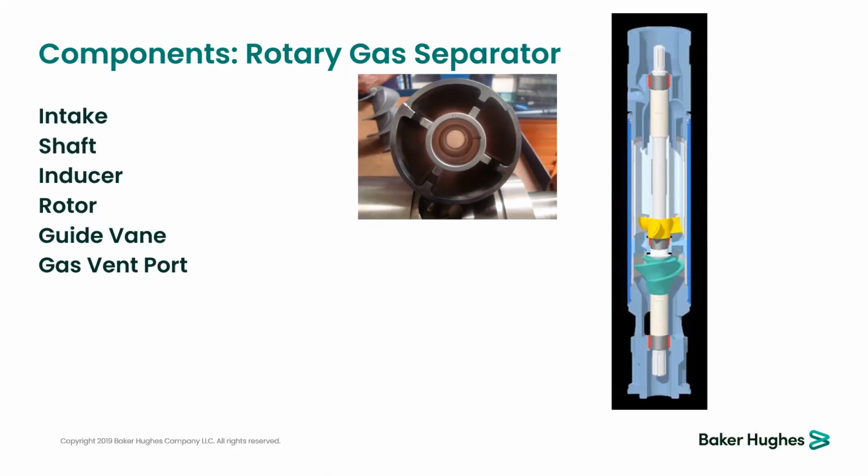Almost the gas separator consumes between 1 to 2 horsepower during the ESP sizing.